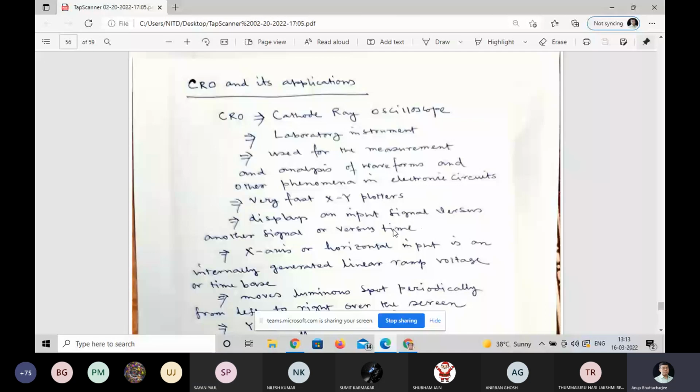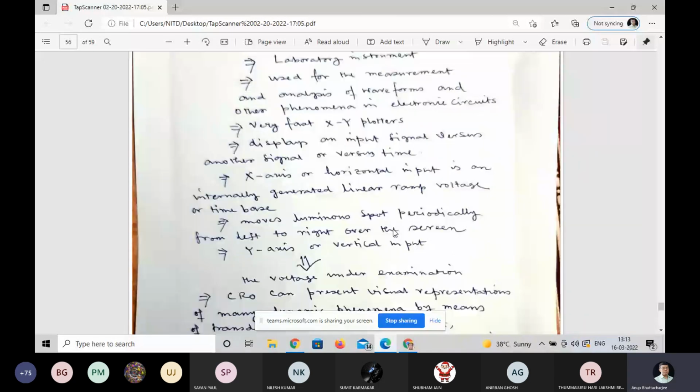Now, in the usual CRO application, I repeat one thing: what I am telling, more or less in brief, all the things are written in the notes. I am telling in detail, but the major portions are included in the PDF version of my slides. So in the usual CRO application, the x-axis or horizontal input is an internally generated linear ramp voltage or time base, which moves the luminous spot periodically from left to right over the display area or screen.